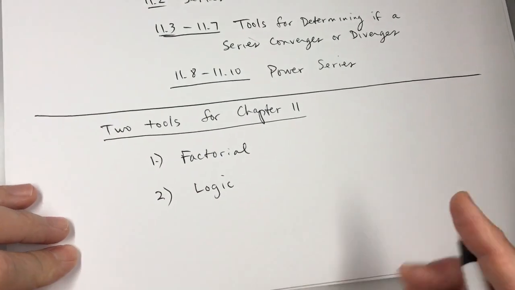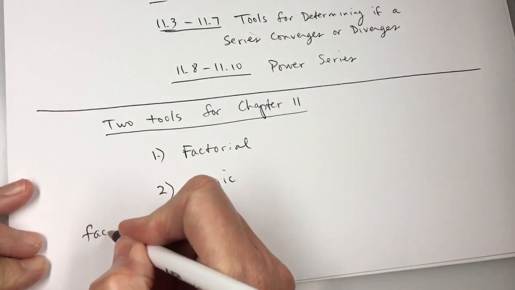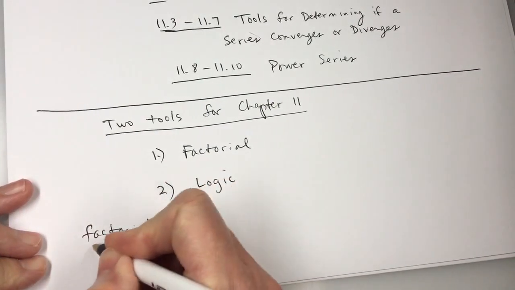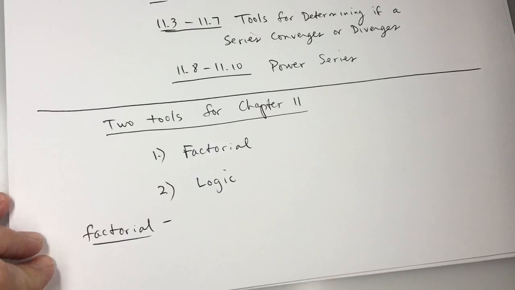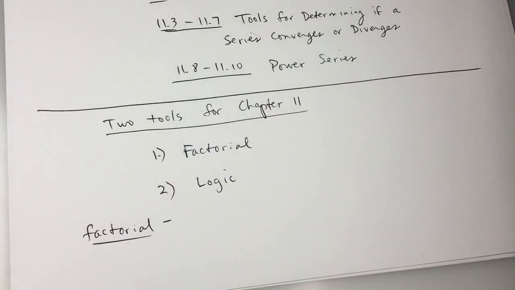So here's the definition of factorial. Factorial is a multiplication, and it's multiplication where you start with a positive integer and you multiply from that integer all the way down to the integers stopping with 1.